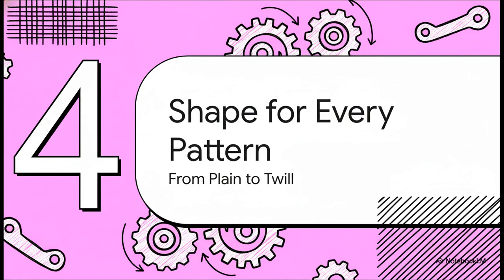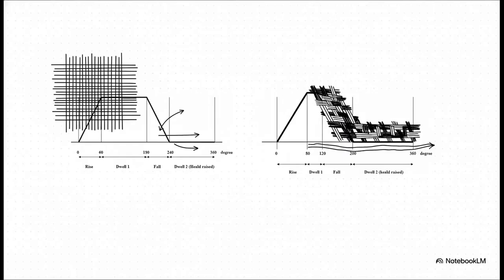Okay, so that's all for a simple, plain 1/1 weave. But what happens when you want a more complex pattern, like the diagonal twill you see in a pair of jeans? Well, the instructions have to change. On the left, there's our plain weave graph again. But look at the one on the right for a twill weave. The pattern's different, right? See how that top dwell, the part where the threads are held open, is much, much longer? That's because for this pattern, you need 2 weft threads to pass through before the shed can close.